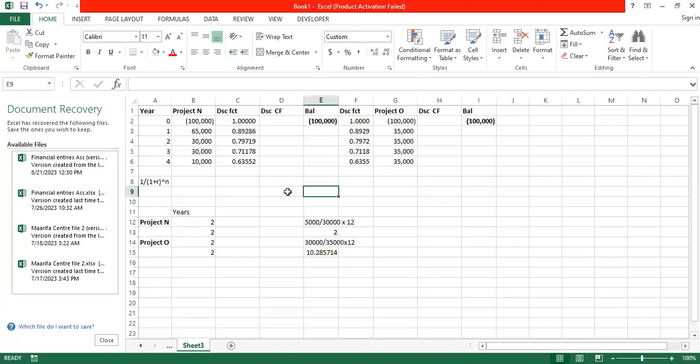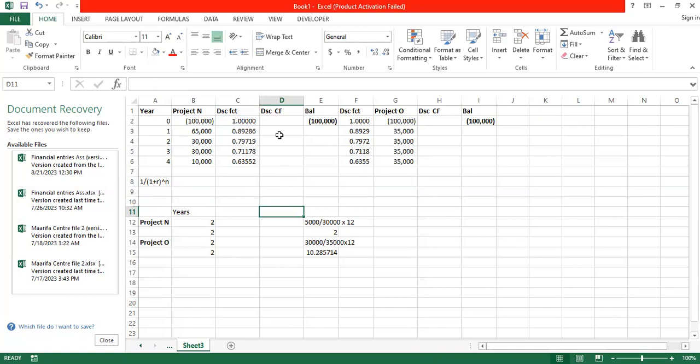All right. So remember, it's 1 divided by 1 plus the rate to the power of n. So n is the number of years. So it keeps changing there every year. So the reason why you saw 1 there is because it was rounded off.